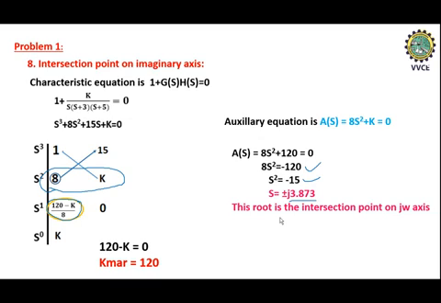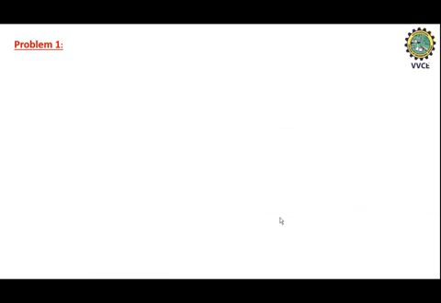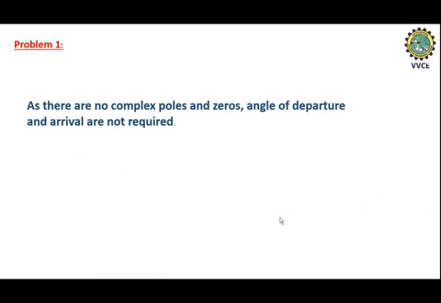Before that, check whether you have complex poles or not in the given question. As there are no complex poles, because we have only 0, minus 3 and minus 5, these are the poles that we have, and there are no zeros. The number of zeros is 0. There are no zeros present in this problem. So as there are no complex poles and zeros, the angle of departure and arrival are not required. So we can skip this step.